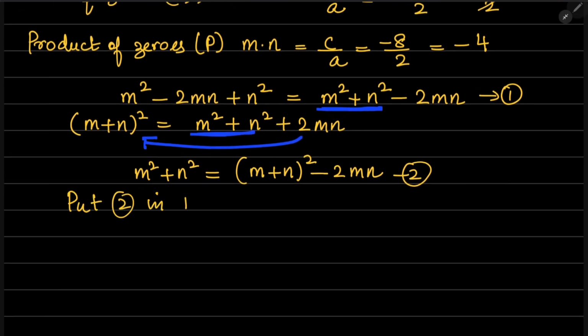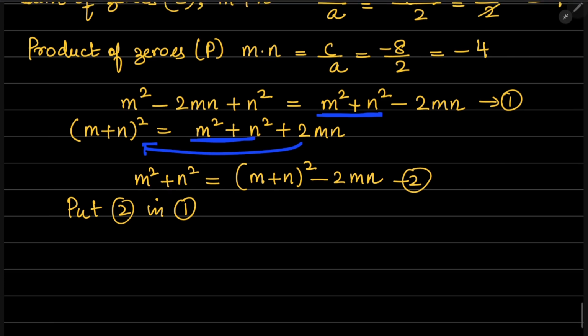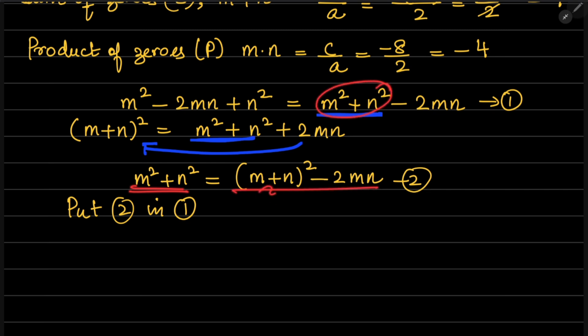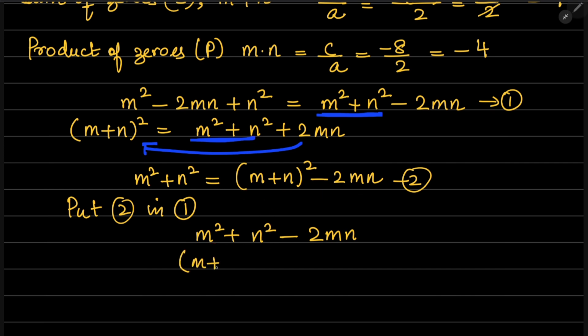Put 2 in 1. So what does it become? If you substitute m square plus n square with this, let me rewrite it. M square plus n square minus 2mn, this is your equation 1. In place of m square plus n square, I am going to replace it with this formula, m plus n the whole square minus 2mn. Again, there is a minus 2mn. Now, what is the sum? We have changed it to the form of the sum of zeros and the product of the zeros.